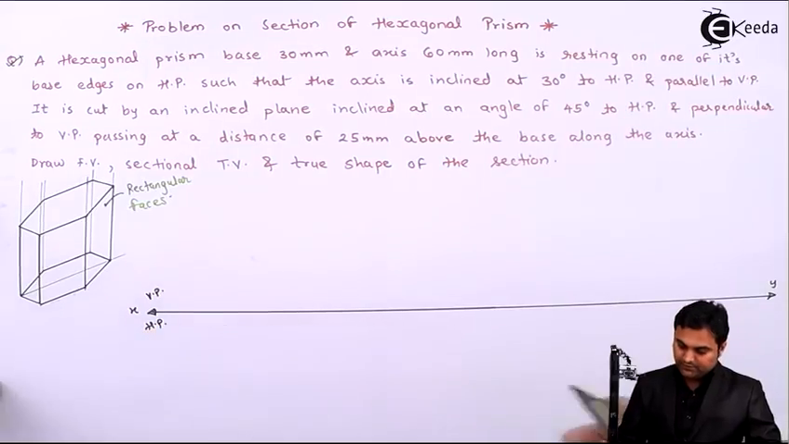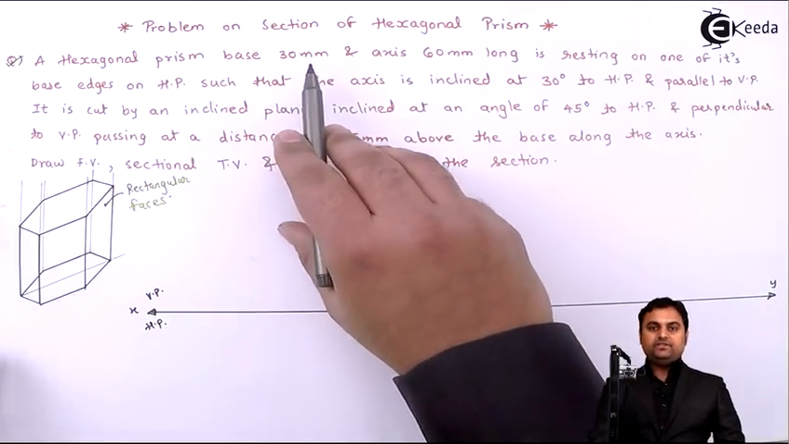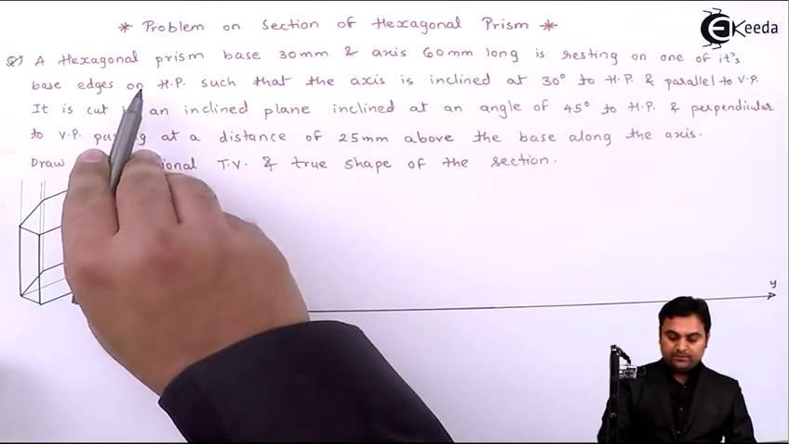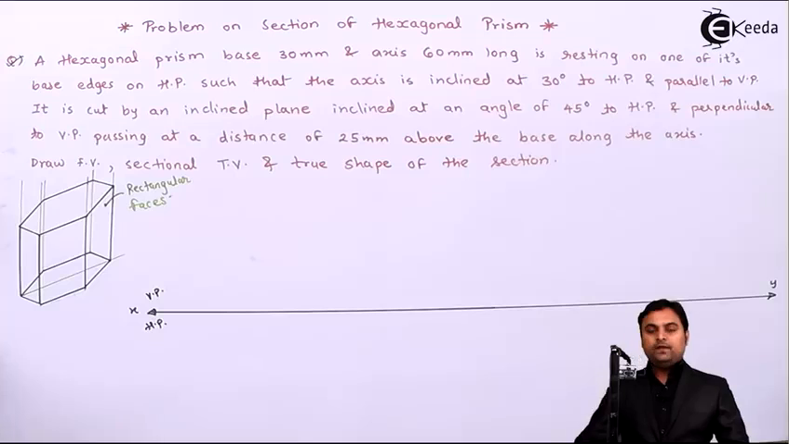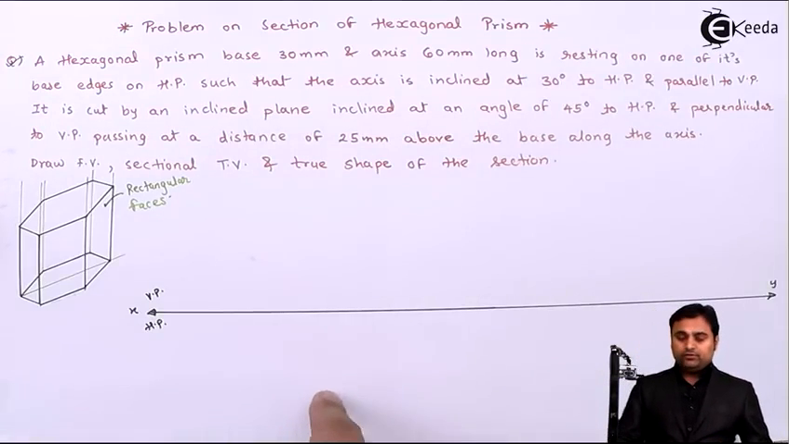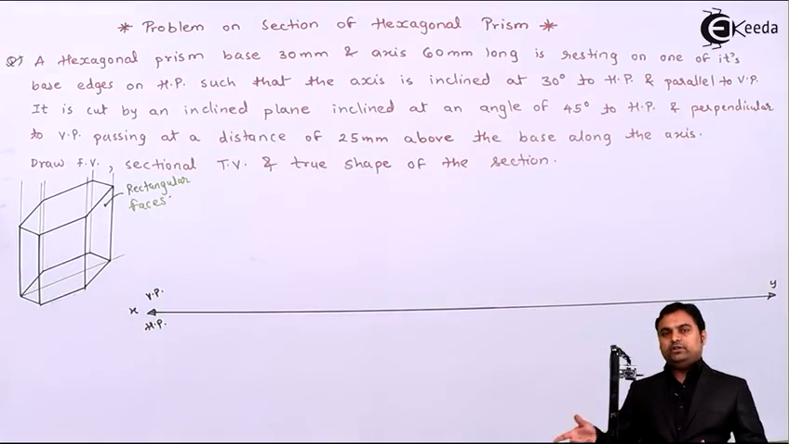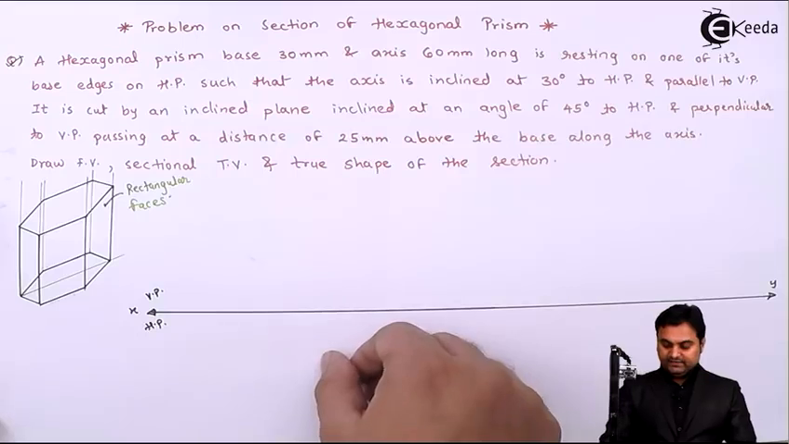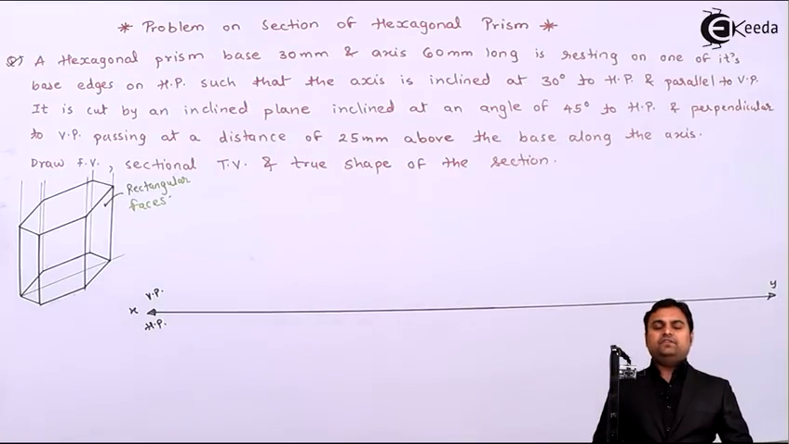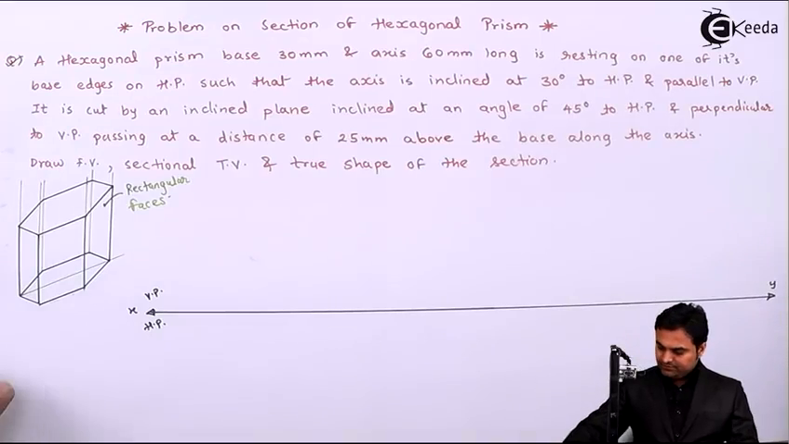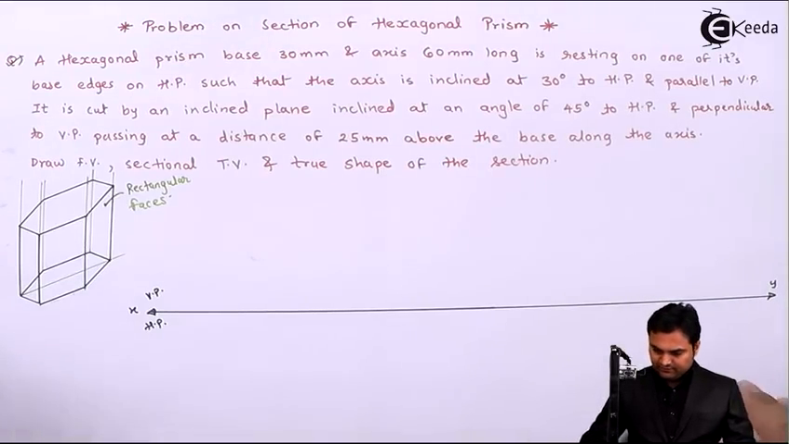XY line, VP, HP. Now hexagonal prism base 30 mm and axis 60 mm long is resting on one of its base edges on HP. See, if it is resting on the base edge, that base edge we are going to take onto the right hand side because we are going to tilt the solid onto the right hand side. So we would be taking the right hand side edge as the reference. Now for that I'll draw the diagram, that is the initial condition of the prism looking like a hexagon from top view.